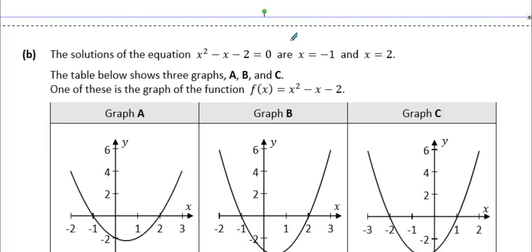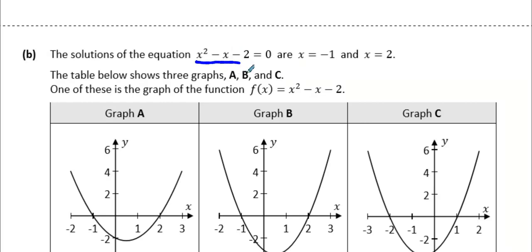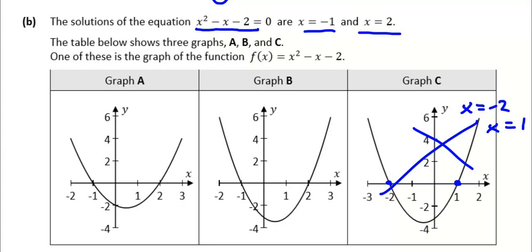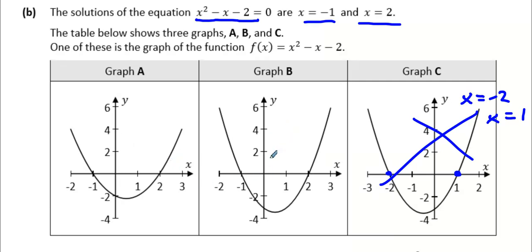This is functions now. So look, we can just quickly do this. When you see an x squared, it's a U-shaped function, and when it says the solutions are x equals -1, x equals 2, that's where it crosses the x-axis. So you can see that they all cross. Oh, sorry, they don't. This one doesn't cross. This one crosses at x equals -2 and x equals 1. That eliminates that one. So it can be either of these two equations here, where they cross at 1, -1, and 2.